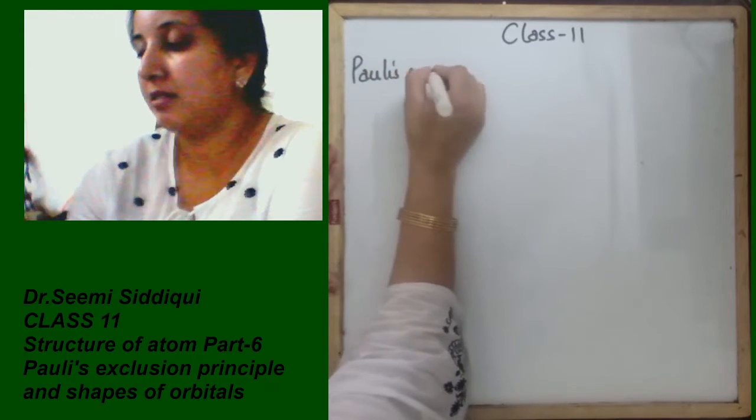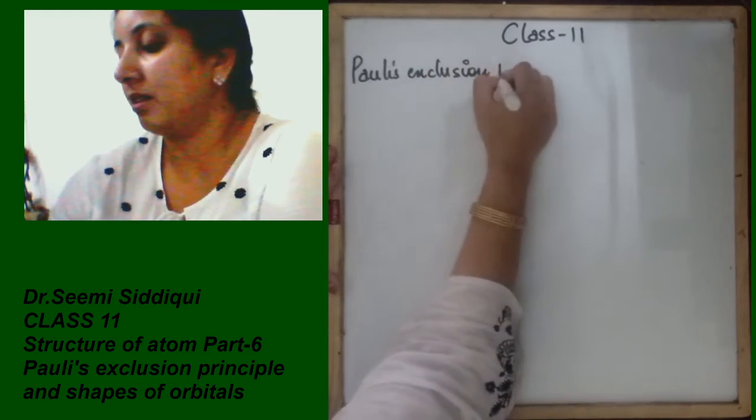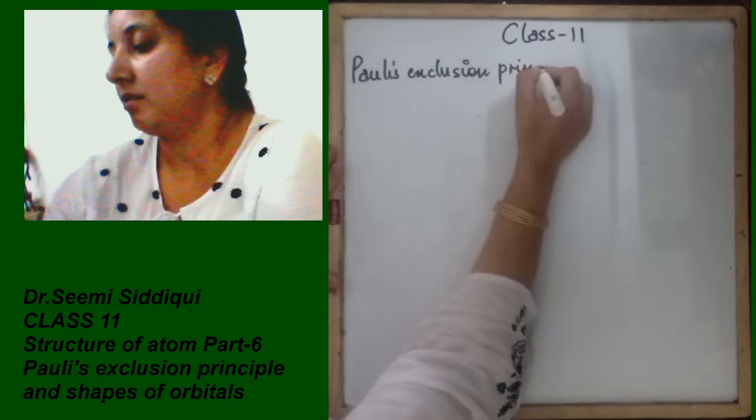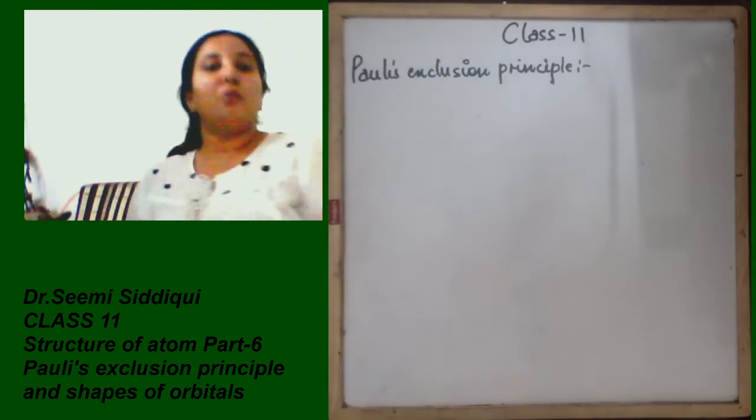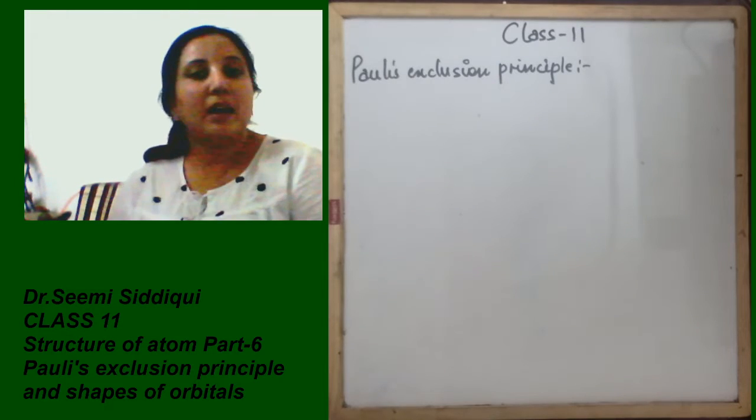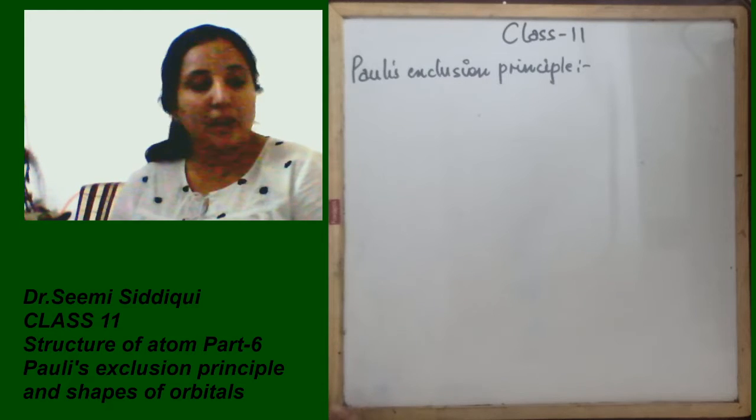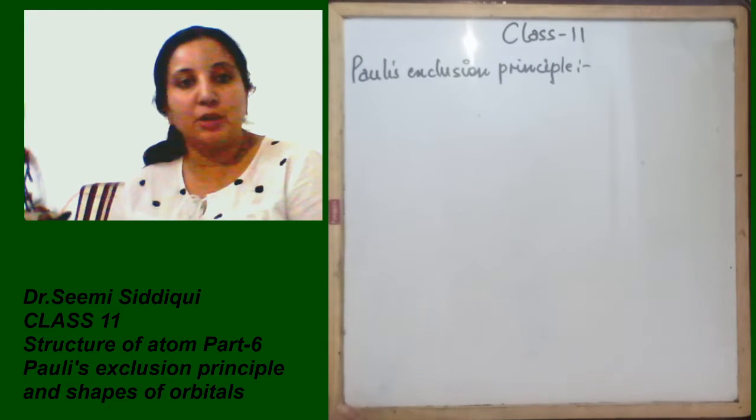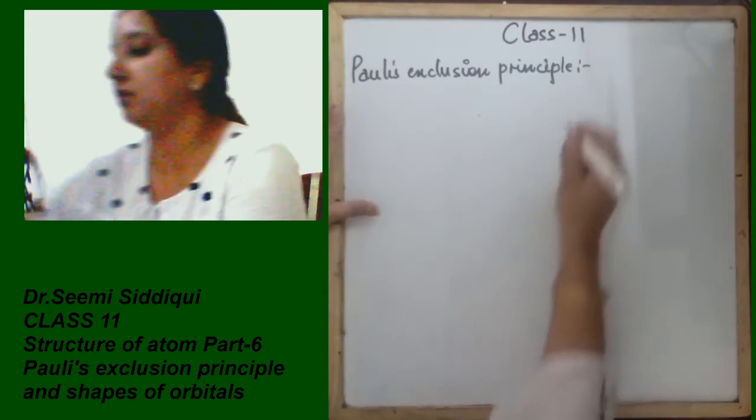Pauli's exclusion principle. Now, what does this principle say? This principle says that no two electrons in an atom can have the same values for all the four quantum numbers.